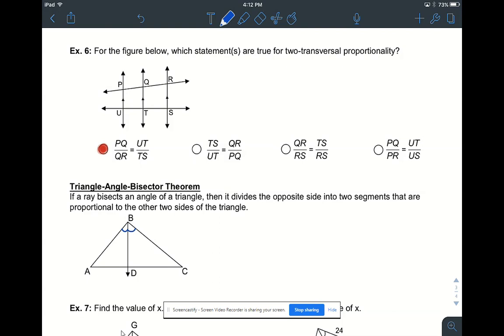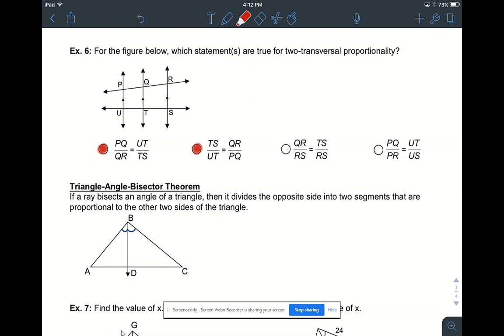Next one, TS to UT. So this time we went right to left, same as QR to PQ. So that one works good. We went right to left both times. So we're going to dot that one in.